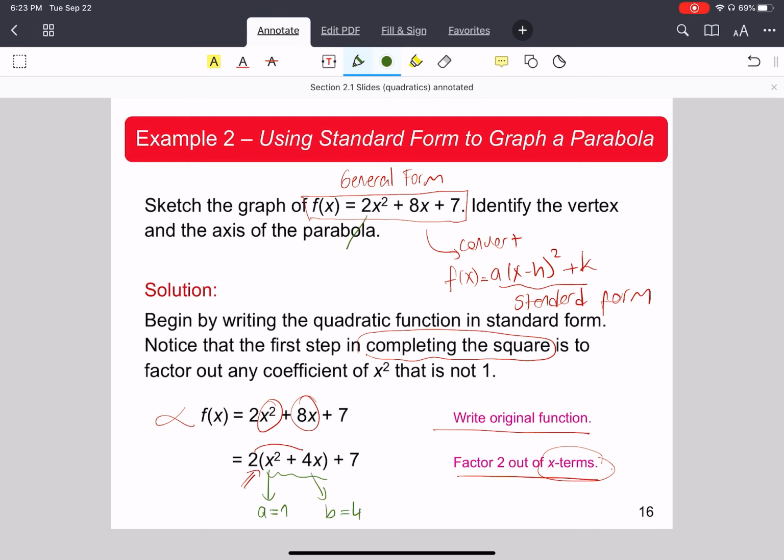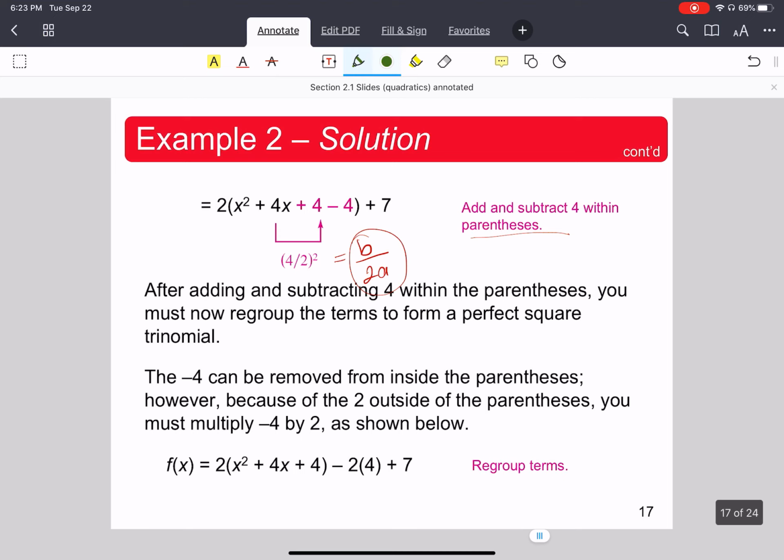So I'm gonna compute b over 2a. So then b is 4 and a is 1. So I'm gonna do 2 times 1. So that'll give me 2. Oh, squared. I need to square this guy. Yeah, b over 2a squared. So then this will give me 4. So 4 is the amount I need to be adding and subtracting, which is a little bit silly, but it's going to be extremely helpful.